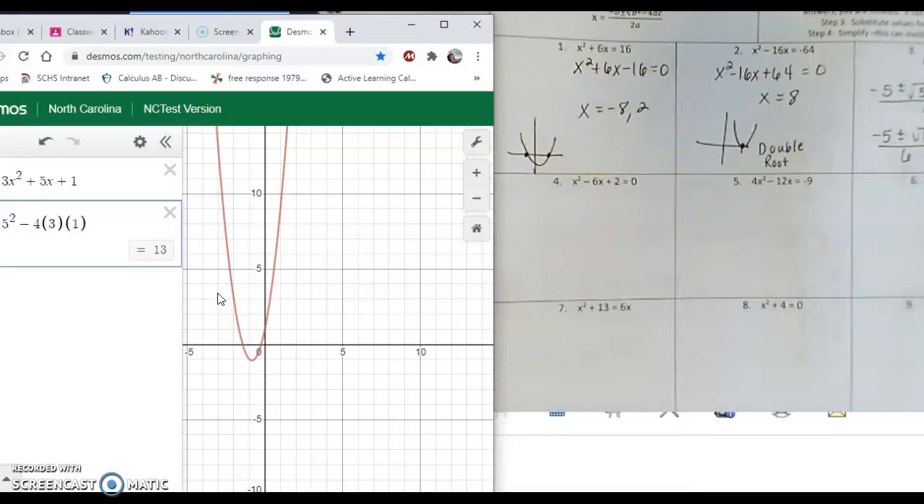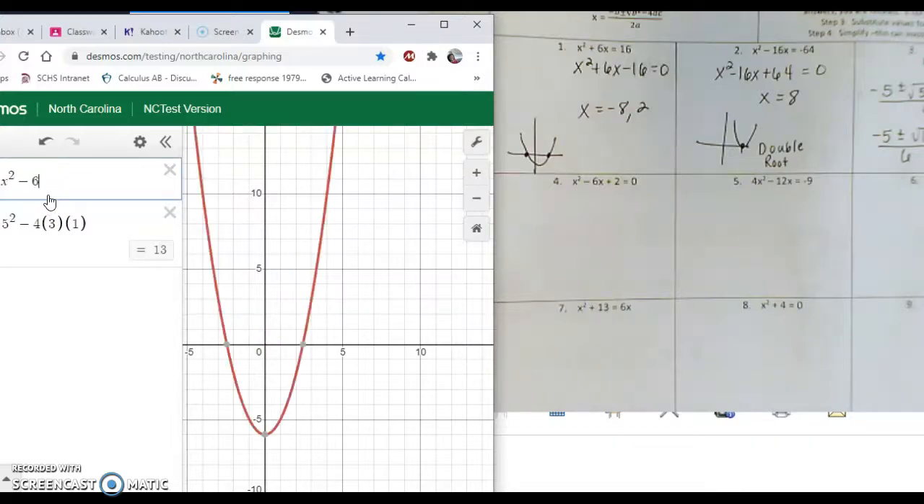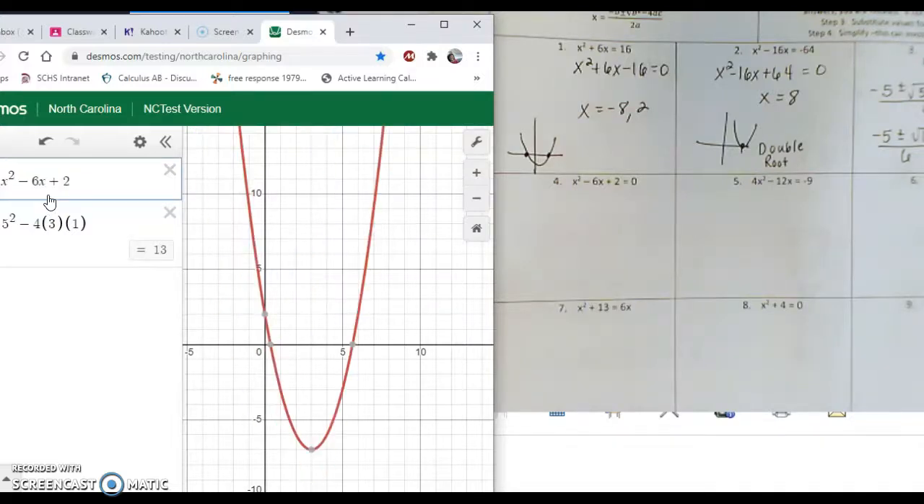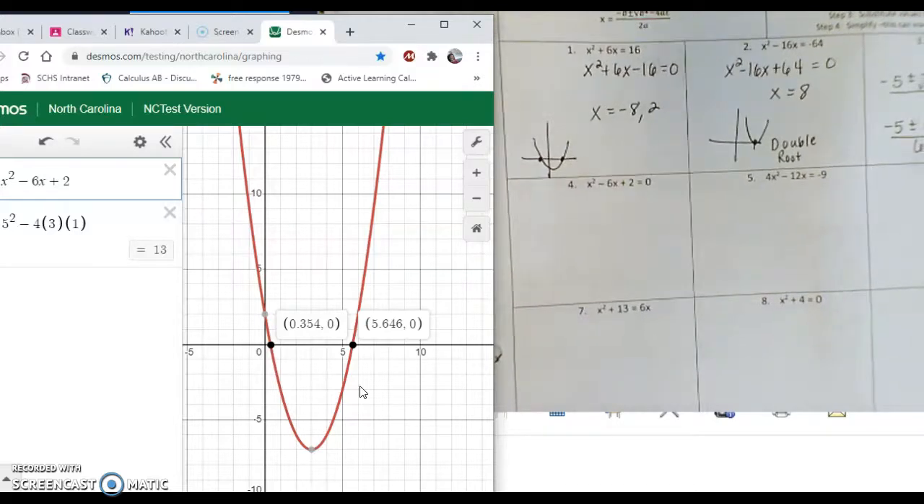So x squared minus 6x plus 2. First thing I'm going to do is put it in Desmos. I got some zeros: 0.354, 5.646. Those zeros are not really nice ones. So it seems that I need to work this problem out.